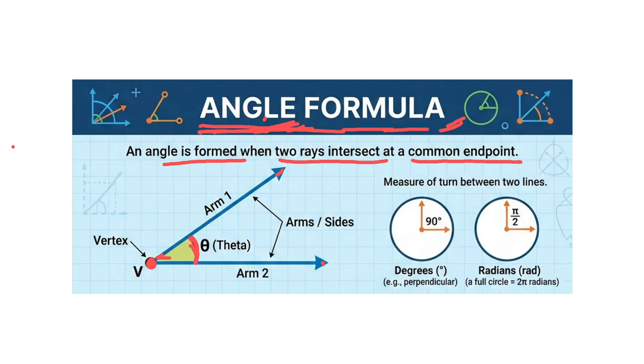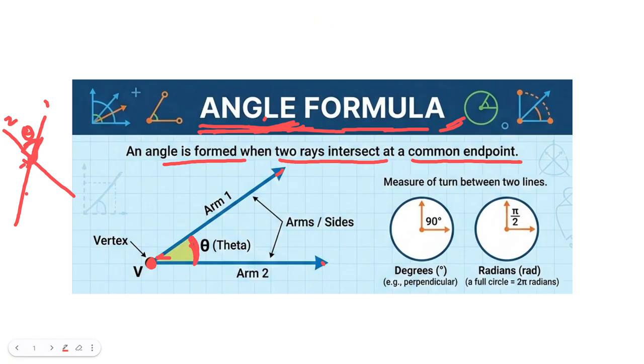So let me draw it here. As the definition says, an angle is formed when two rays intersect. This is one ray and this is another ray. When these two rays intersect at a common point, this gap is the angle. This is the common point, and this distance is called the angle. I hope you got what exactly the angle is.